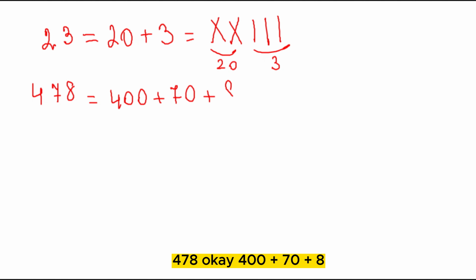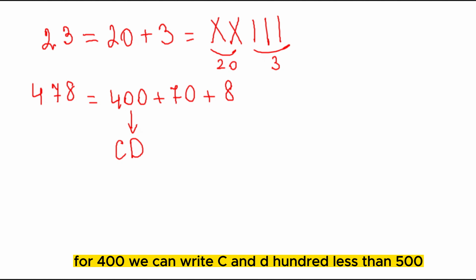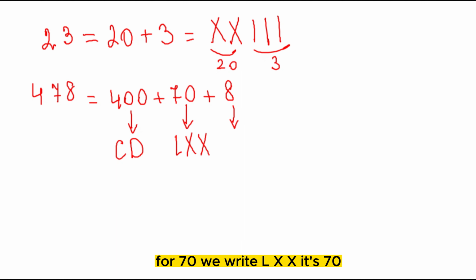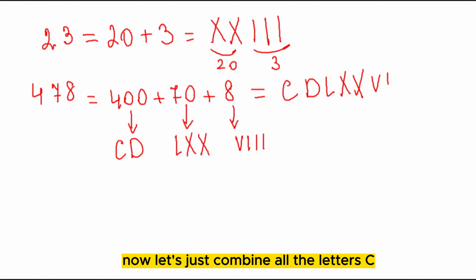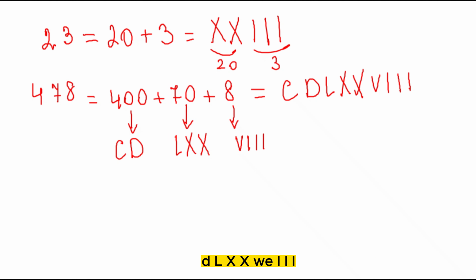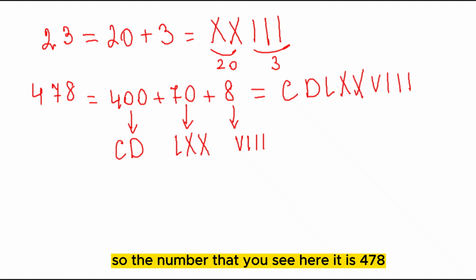478. Okay, 400 plus 70 plus 8. For 400, we can write C and D, 100 less than 500. For 70, we write L, X, X. It's 70. And for 8, we write 5, 1, 2, 3, that is V, I, I, I. Now, let us combine all the letters: C, D, L, X, X, V, I, I, I. So the number that you see here is 478.